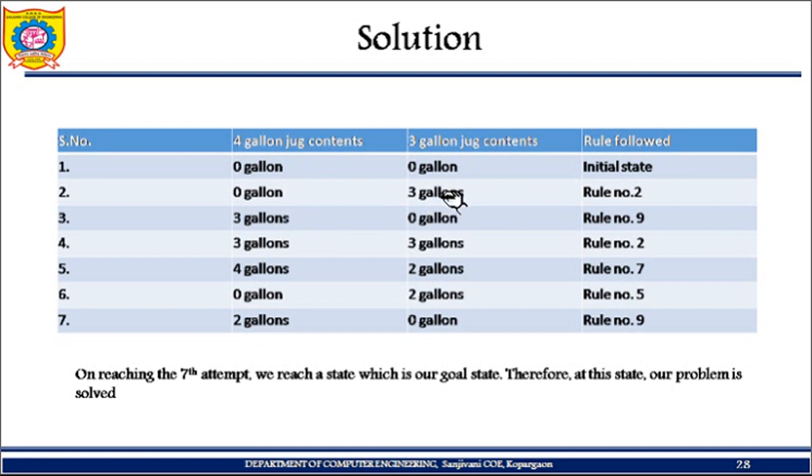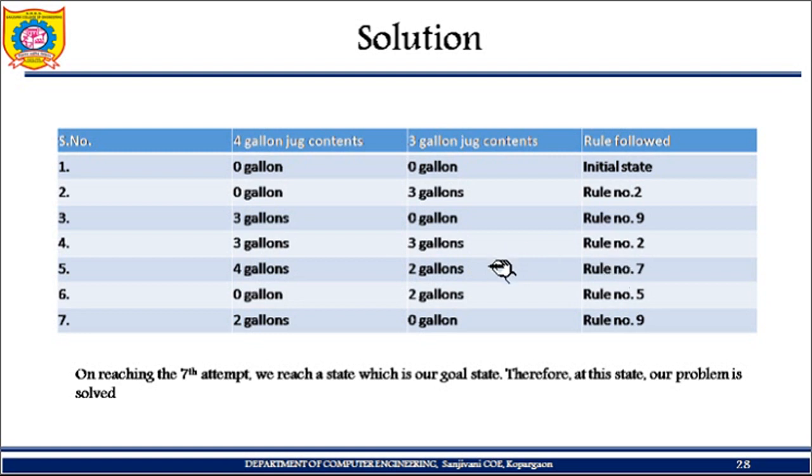Further, I'm transferring this 3 gallon jug water to the 4 gallon jug. Which rule am I using? Rule number 9. So I'm emptying this into this, and what remains over here is 0. Again I fill the 3 gallon jug, so here I have 3, here also I have 3. Again I'm using rule number 2 to fill this. Further, now this water is put into this jug, so here I get 4 gallons and here I get 2 gallons.